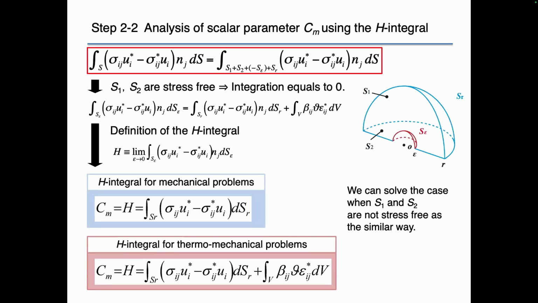In these equations, sigma and u are the stress and displacement for the target problem. And u_i star and sigma_ij star are for the reference problem. So if we choose the reference problem reasonably, we can obtain the scalar parameters from these H integrals. This is the usual mechanical problem, and this one is the reference mechanical problem.